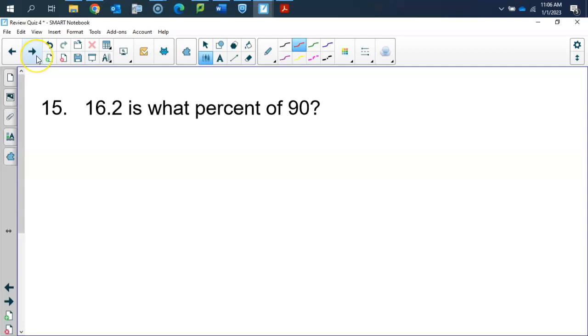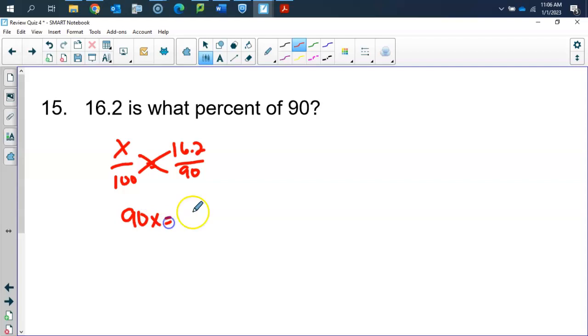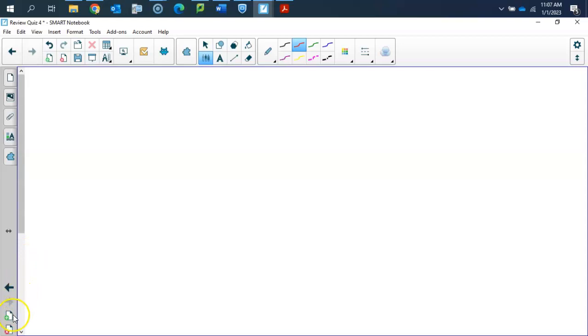16.2 is what percent of 90? Go. Well, in this one, we're looking for the percent. So x over 100 equals 16.2, which is the part, over 90. Cross multiply: 90x equals 1,620. Divide both sides by 90, and we get x is 18, and we need to include a percent sign. All right, let me know if you have any questions on this.